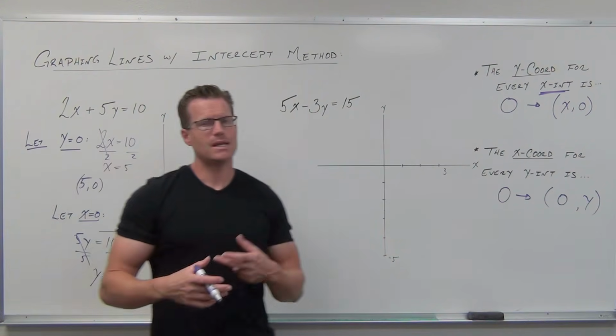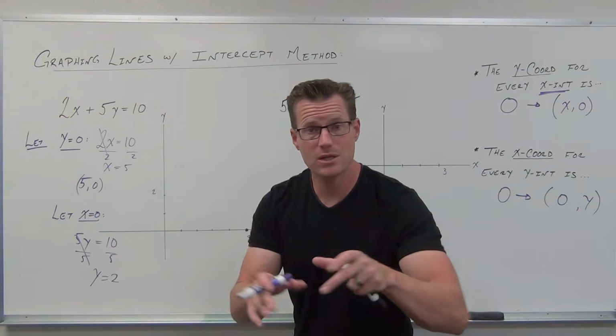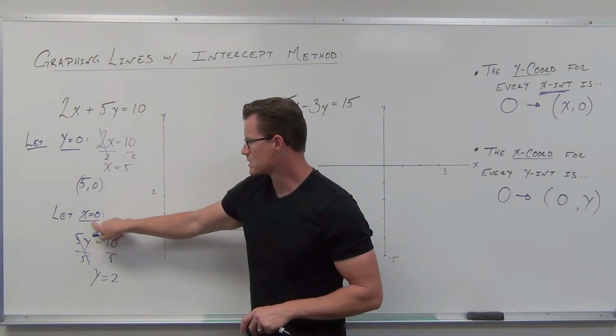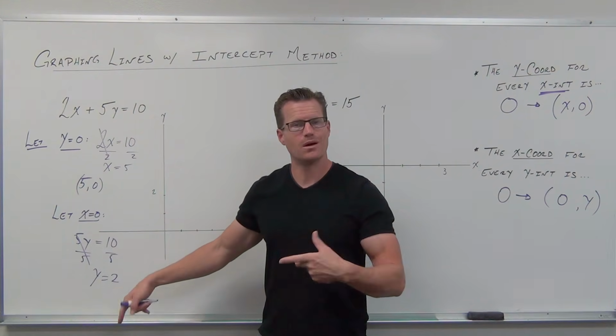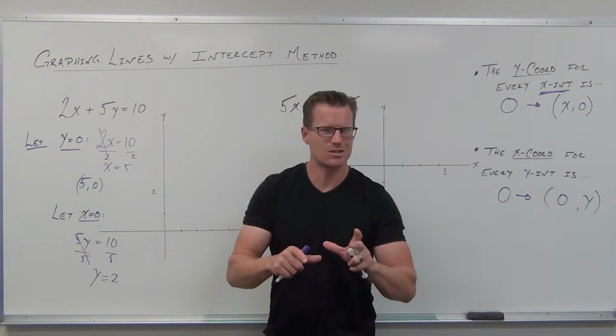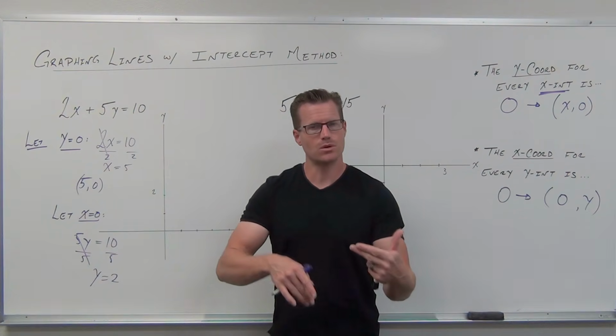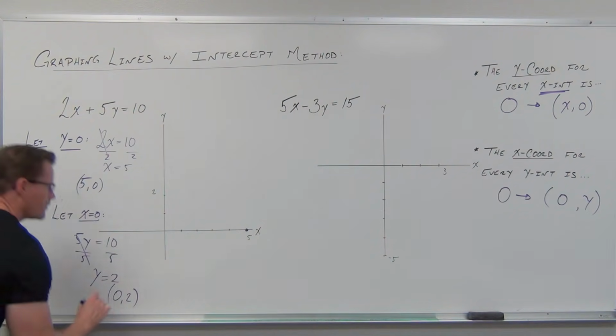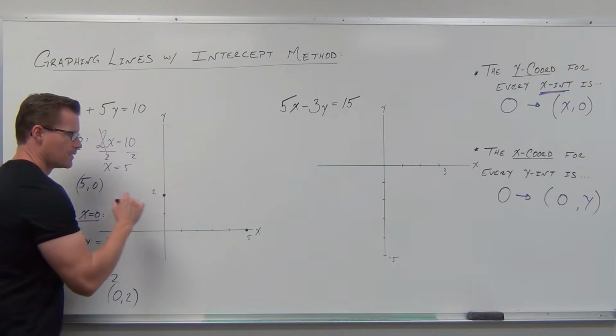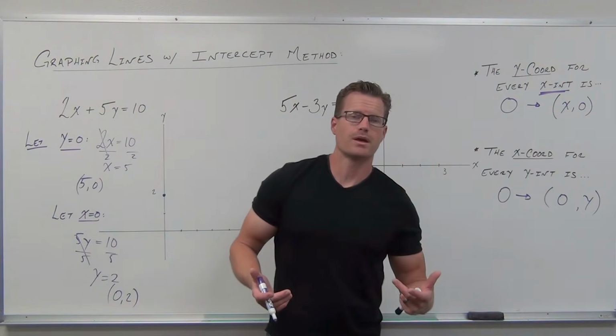If you solve, y equals 2. Now again, we get a point. And what we notice is that if you let x equal 0, your x-coordinate is 0. It gave you a y-coordinate of 2. That's your y-intercept. It's a point. Don't just tell me it's 2. It's (0, 2). And that's right here.